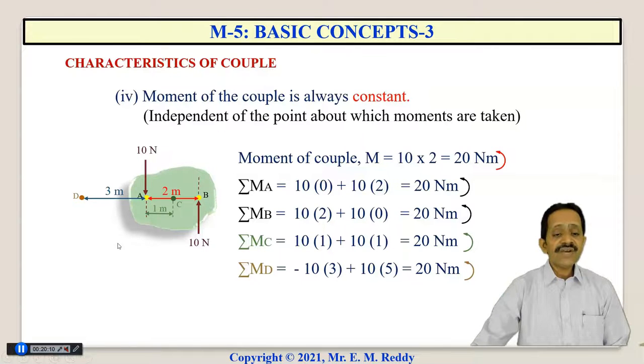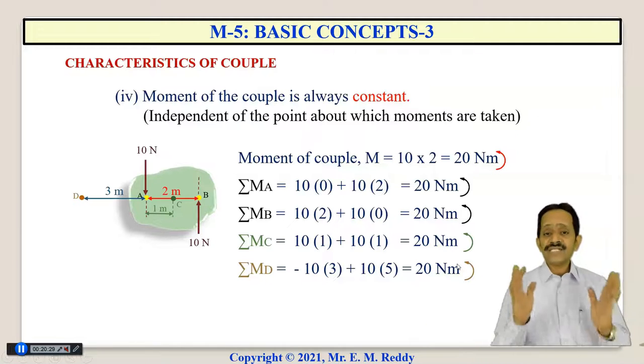Sense is clockwise, right? So it is minus 10 into 3. Then moment of this 10 Newton force about D is 10 into the perpendicular distance, which is 3 plus 2, 5 meters now, and the sense is anti-clockwise. So it is plus 10 into 5. That results in 20 Newton meter anti-clockwise.